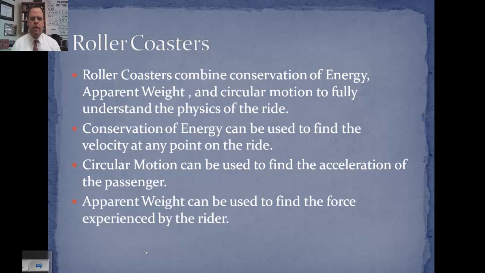Okay, in this last video we're going to look at roller coasters and how we use roller coasters to figure out conservation of energy, apparent weight, and circular motion. With those three concepts we can fully understand the ride that's going on in a roller coaster. Conservation of energy we can use to figure out the velocity at any point on the ride. Circular motion can be used to find the acceleration of the passengers at any point on the ride. And apparent weight can be used to find the force experienced by the riders.